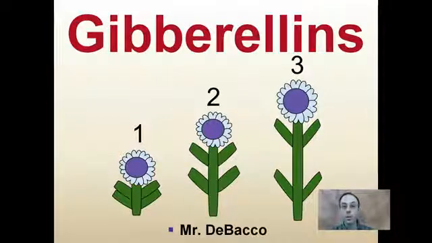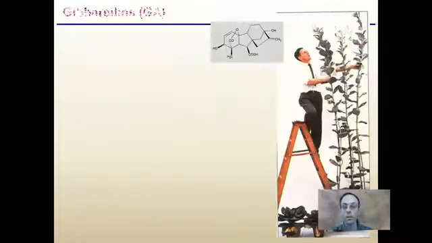Here we're going to look at the plant hormone gibberellin. Now if you look at the three plants pictured here in the image and you look at what the difference is between them, well, it's the distance between the nodes, the internode length, and gibberellins do influence the internode length of plants.